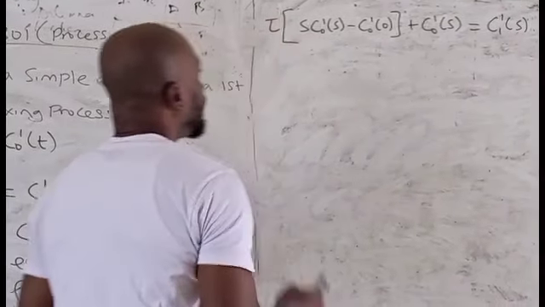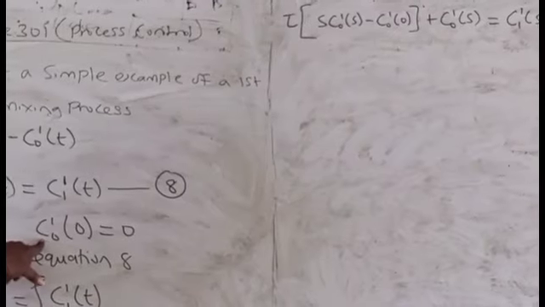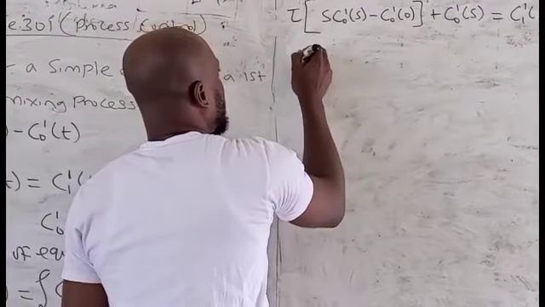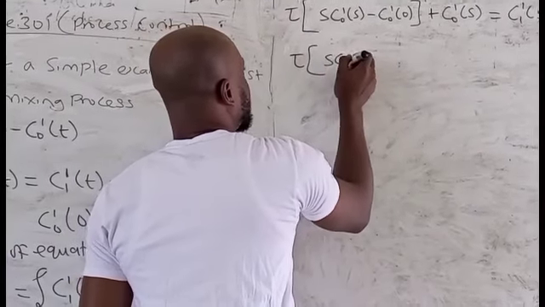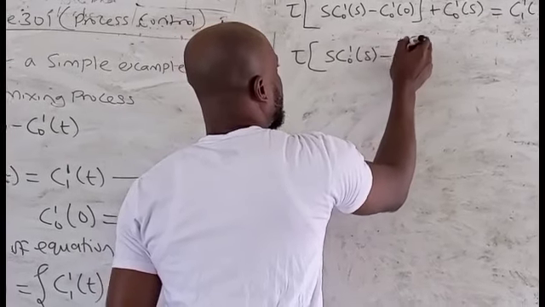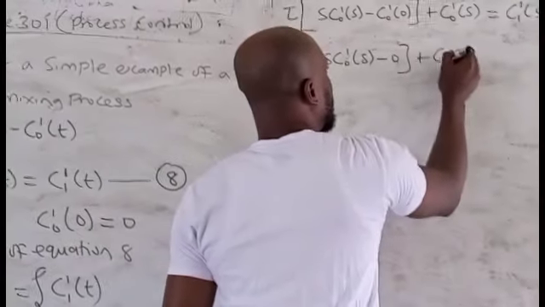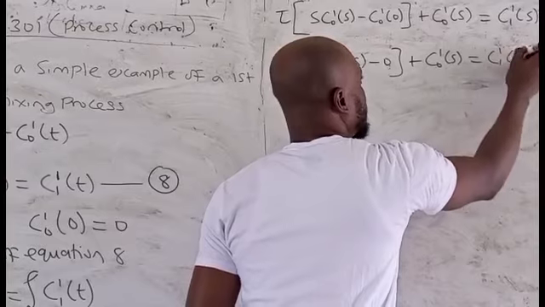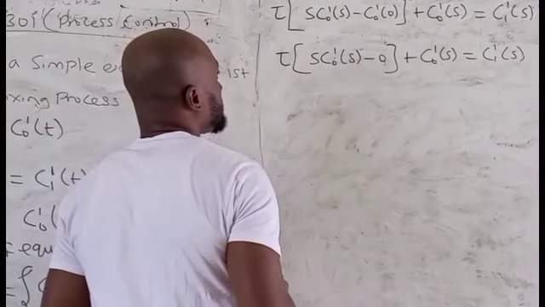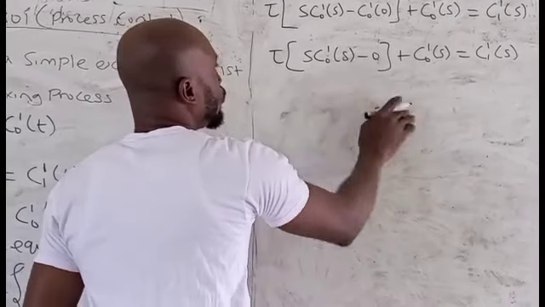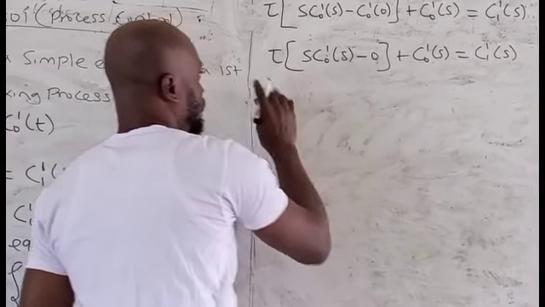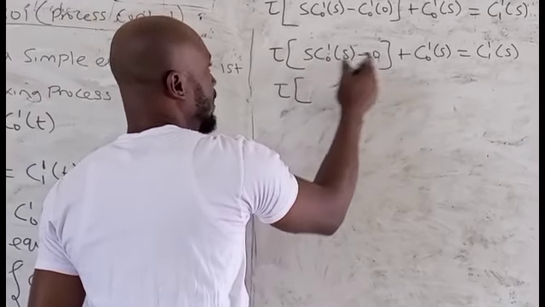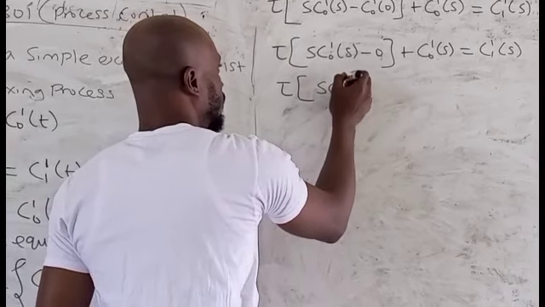Finally, I'm going to apply the initial condition. The initial condition is C0'(0) is equal to 0, so I'll put it here. I have tau bracket sC0'(s) minus 0, plus C0'(s) is equal to C1'(s). Now I'm going to open up this bracket with this time constant, which gives you tau s C0'(s).